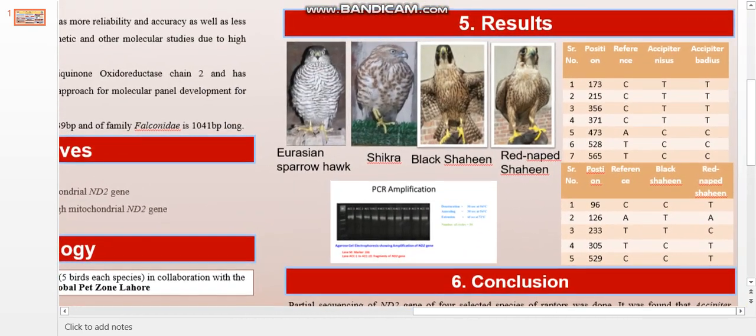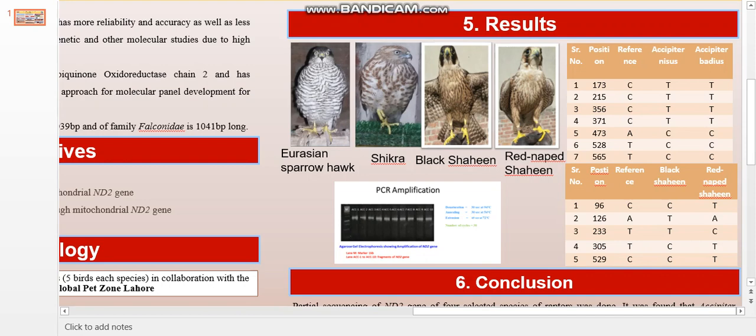So these are the results of my study. Here you can see the four members. We have the four species of the two families. The first two birds, that is Eurasian sparrowhawk and the shikra, are the members of the family Accipitridae, and the next two, that is black shaheen and the red-naped shaheen, are the members of the family Falconidae. The PCR amplification results are also shown here.